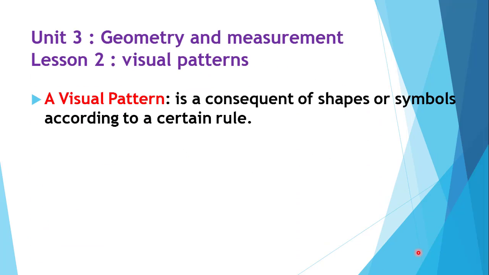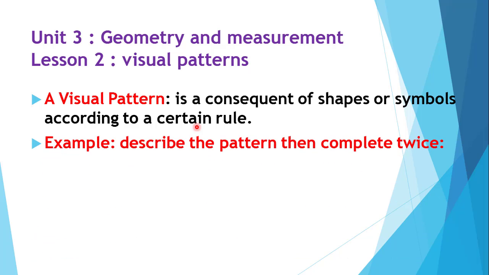A visual pattern is a sequence of shapes or symbols according to a certain rule. Let's take an example to clarify this definition. Describe the pattern, then complete it twice. This is the first pattern. Try to complete this pattern.